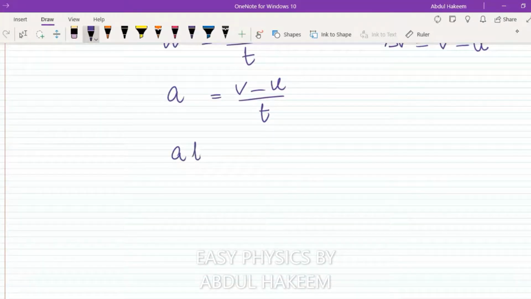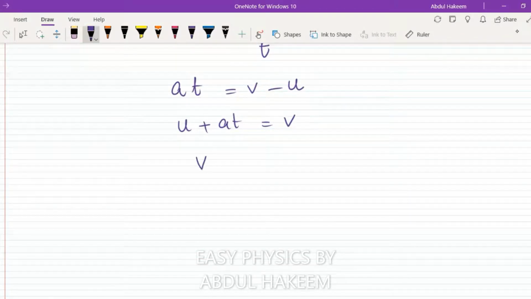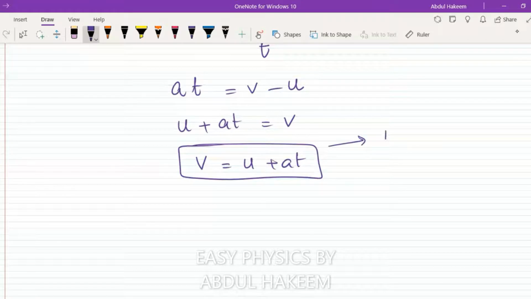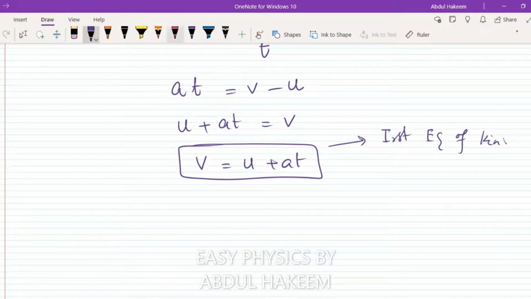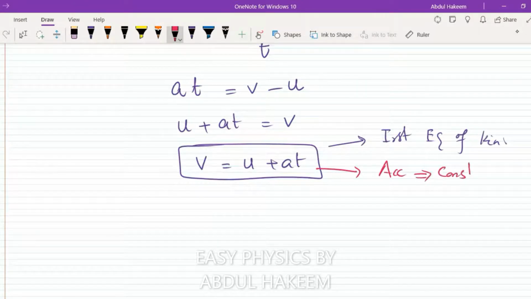which can be written as a times t equals v minus u, or u plus at is equal to v. And this is called the first equation of kinematics. And do remember, it is only valid when acceleration is constant. If the acceleration is increasing or decreasing, then this equation is not valid. So we will use this equation when the acceleration is constant.